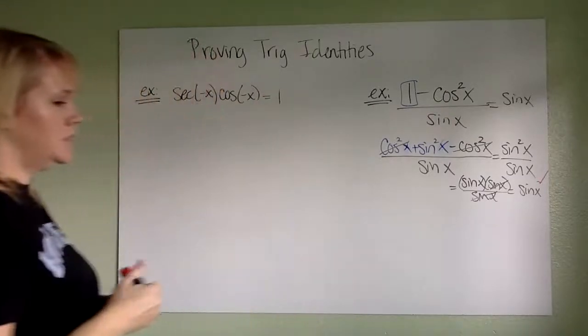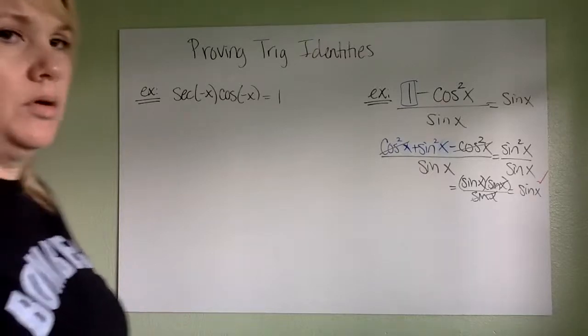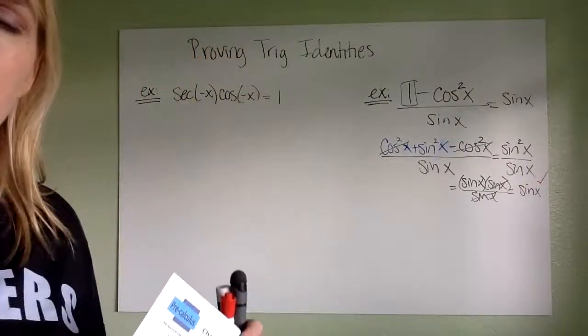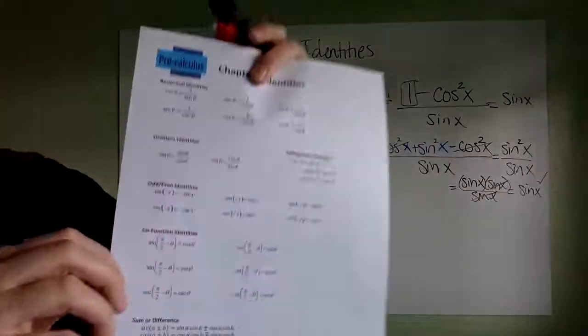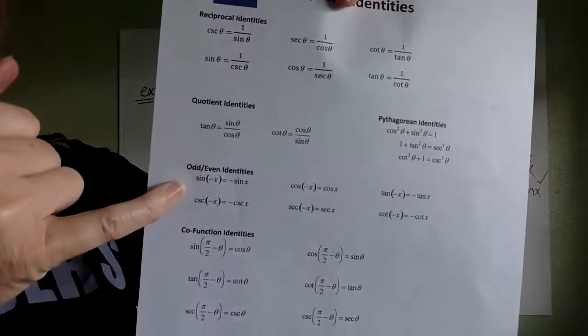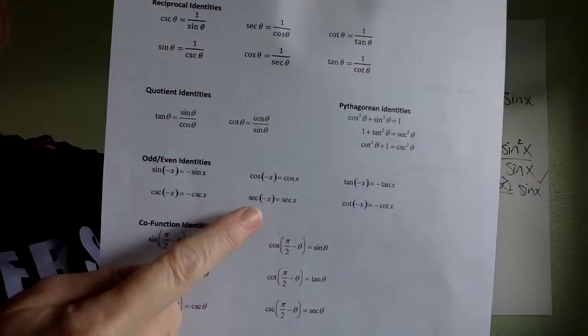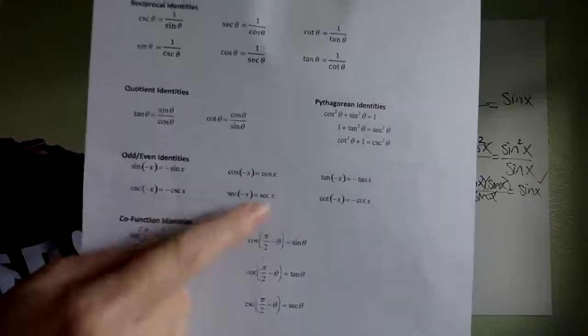So this one says the secant of negative x times the cosine of negative x is equal to 1. Like earlier I said, you want to look for a clue as to which set of identities you're going to use. This little negative right here is a clue that you want to use your odd-even identities. So the secant of negative x is equal just to the secant, and the cosine of negative x is equal to just the cosine.